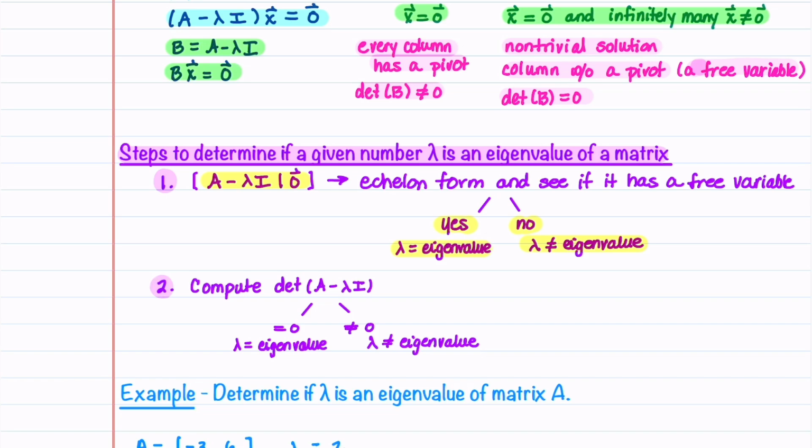The second method that we can use is to compute the determinant of A minus lambda I. If our determinant is equal to 0, lambda is an eigenvalue, and if our determinant is not equal to 0, then we know that lambda is not an eigenvalue.